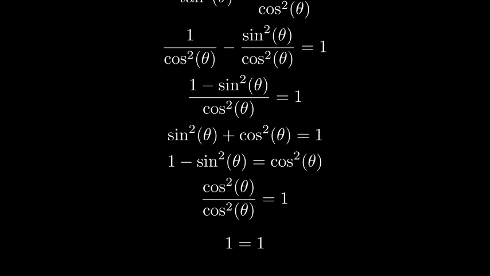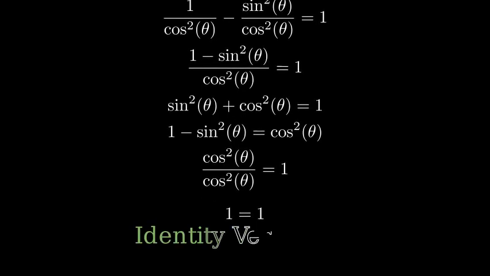So we have cosine squared theta over cosine squared theta, which simplifies to 1. And there we have it. We've verified that secant squared theta minus tangent squared theta equals 1.